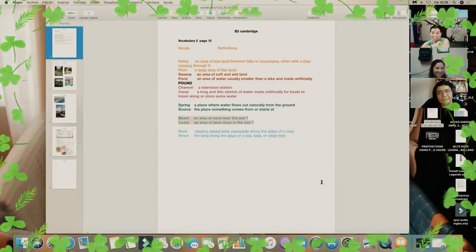Okay, Amba, you are so funny. Here we have an area of sand near the sea. Sand, yes. As Amba says, literally we would say so. In the coast, in the area of land, it means that people might be living there. Yes, they inhabit that place close to the sea.